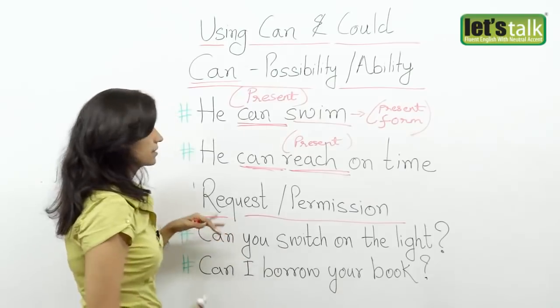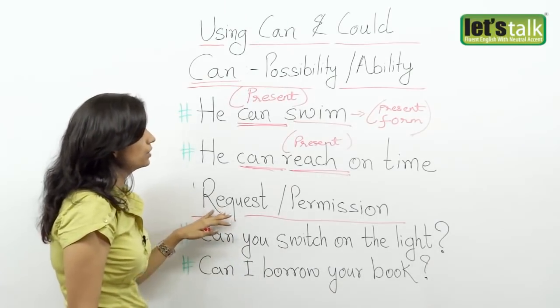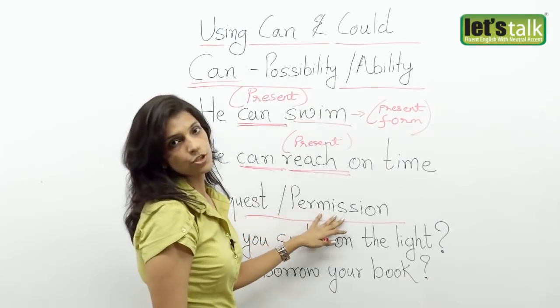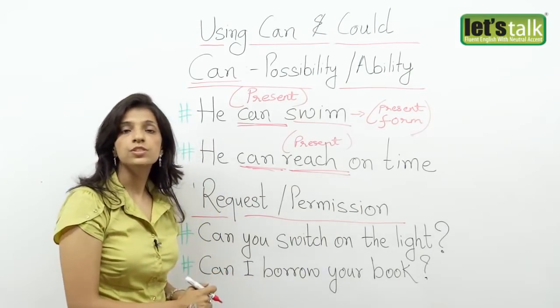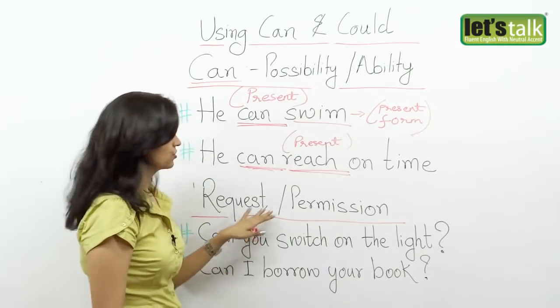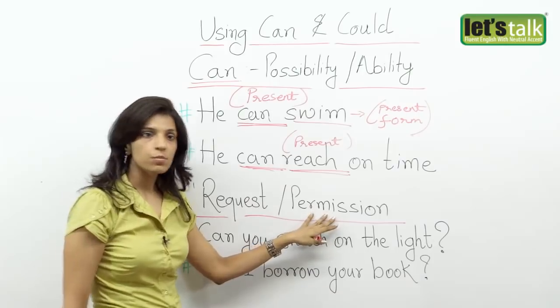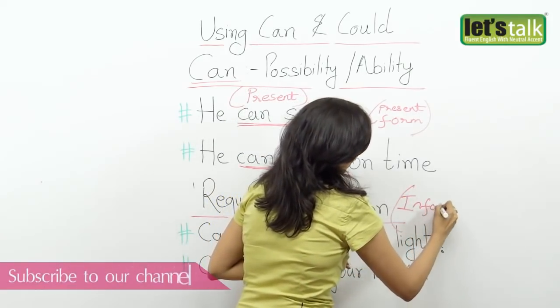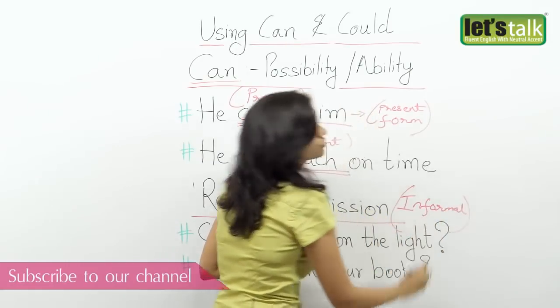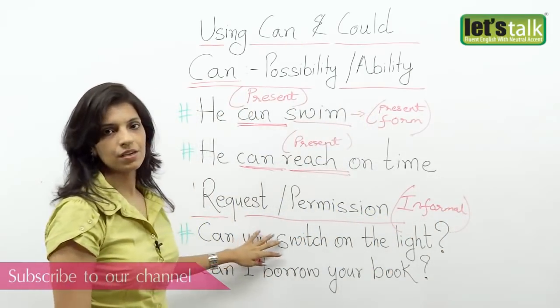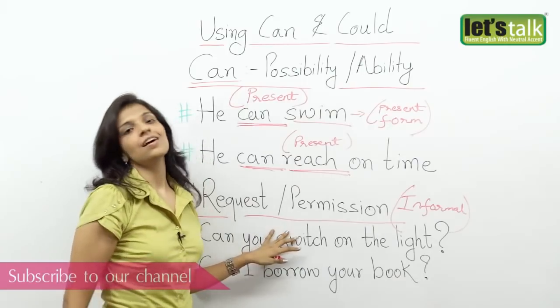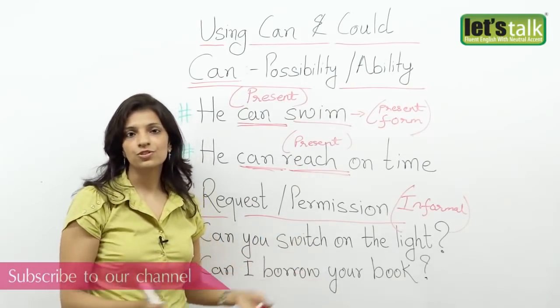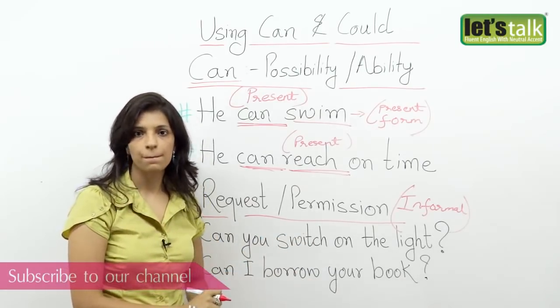Now let's take a look at another way to use can. When you want to make a request or permission, or you want to take permission or give permission, you can use can. But friends, please remember this is a very informal way. Probably with your friends and family, you can use can. But at your workplace or when you take permission from seniors, always use may.